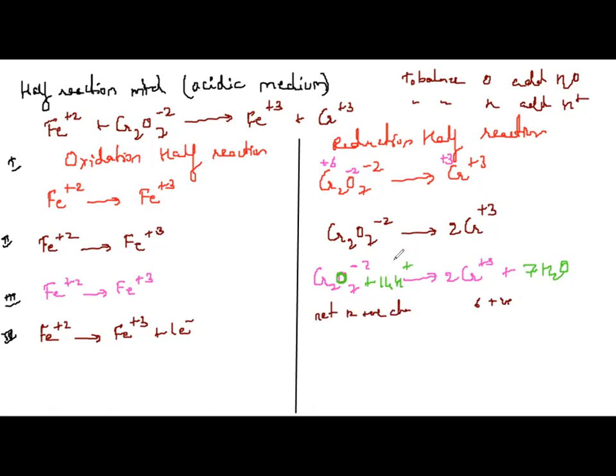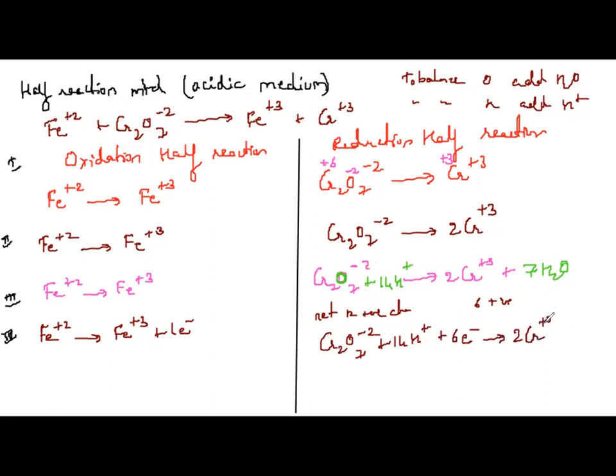14 plus charges, 14 plus charges minus 2 charges means what? 12. So where do I have to balance? On the right hand side. So how to balance? Cr2O7 minus 2 plus 14 H plus. Yes, so here what will I do? Plus 6 electrons. So here there are 12 positive charges, and I have to bring it to 6. Therefore, electrons have to be balanced.